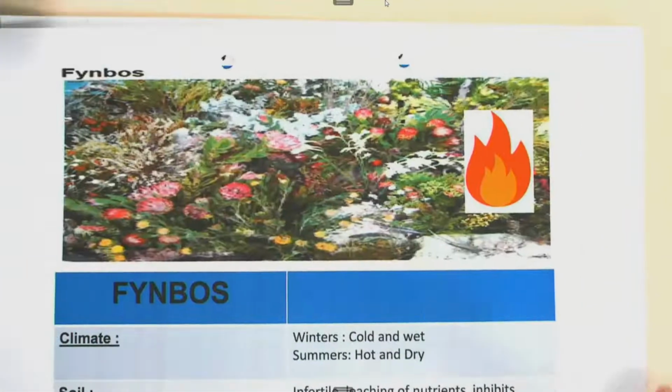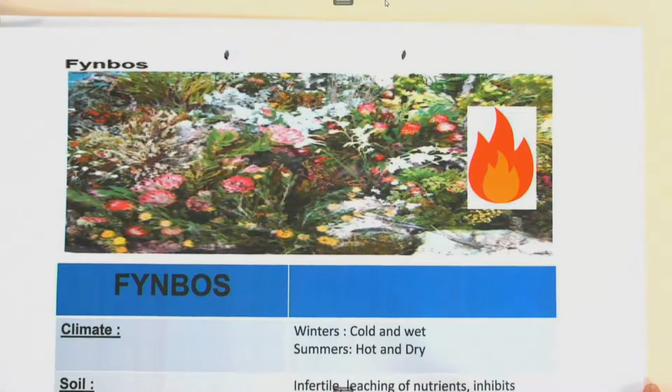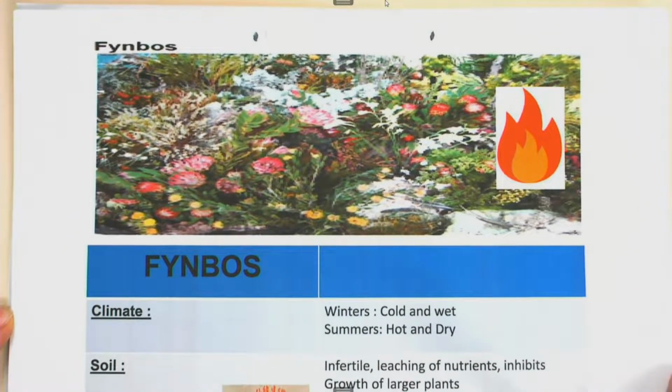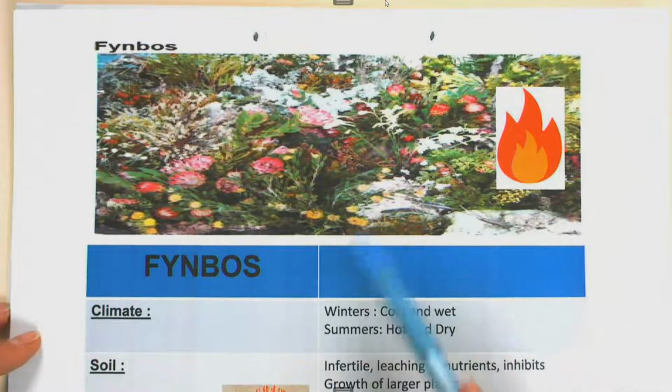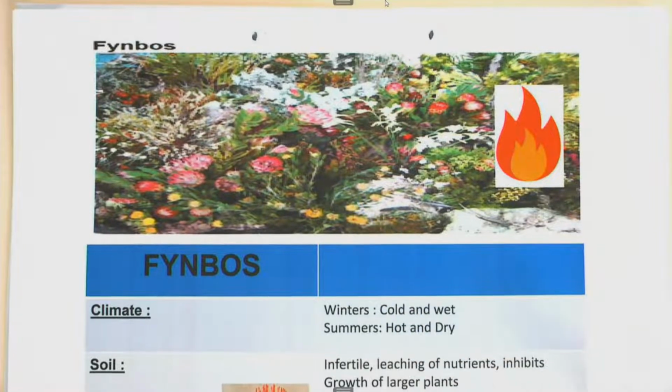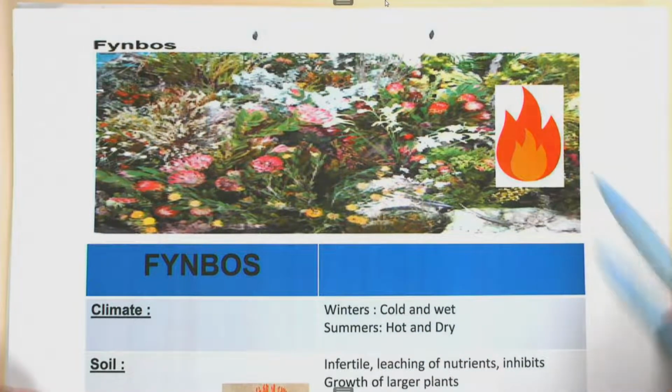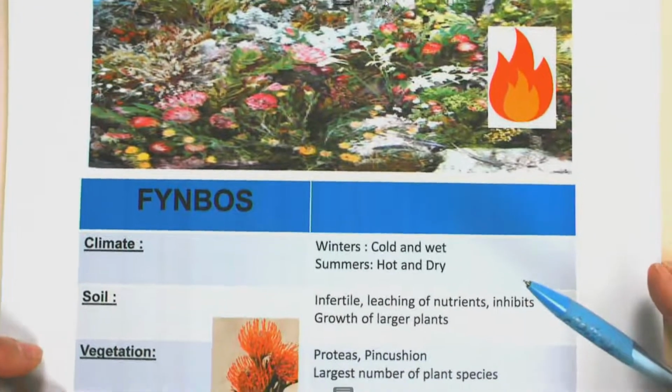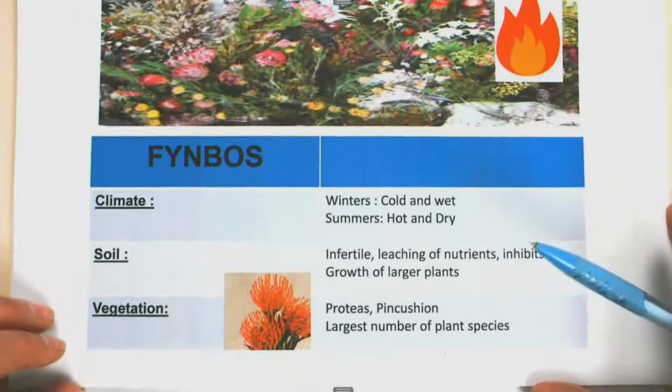Now, the last one here, fynbos. Okay, fynbos in the Cape region. There you can find all different types of beautiful flowers. It's endemic, meaning you can only find it there. And then let's have a look. I'll explain now to you why I have the fire here as well. Okay, so there we have the fynbos.